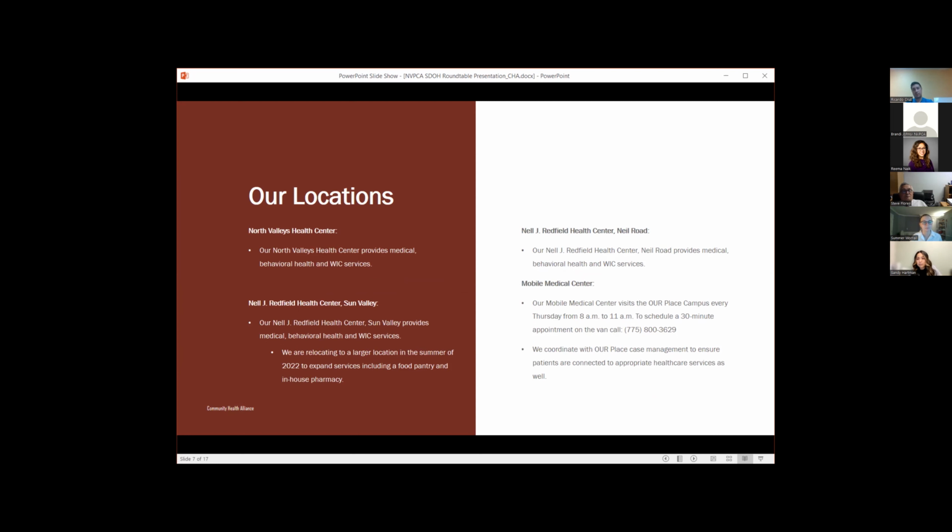And then we have our medical mobile van, like I mentioned earlier, that's at our Women and Children's Shelter, and we're there every Thursday morning. We have a community health worker dedicated to our homeless population, and they coordinate with our case management to ensure that patients are connected to the appropriate healthcare services.